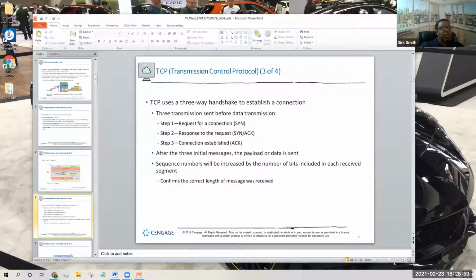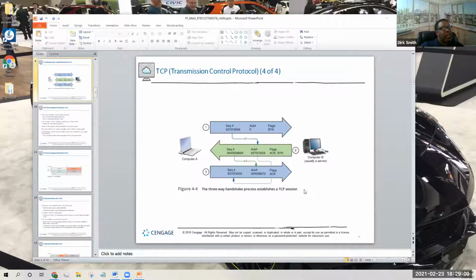Okay, so sequence numbers can be increased by the number of bits included in each segment that it receives. So that's just something that you should know. Basically, this is demonstrating the three-way handshake. Computer A is sending out to computer B, and is waiting for computer B to give an acknowledgement. It sends the information here, and it sends it back. So that's what the acknowledgement is. It sends it back here.